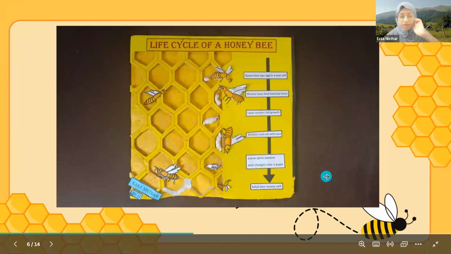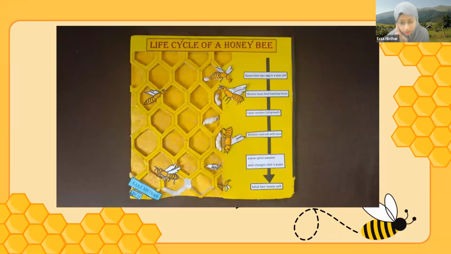So this is my brother made. He made it as a project. So this is the life cycle of a honeybee. So first the queen bee lays eggs in the wax cell. Over here, can you see this? This honeybee is laying the egg in the wax cell.